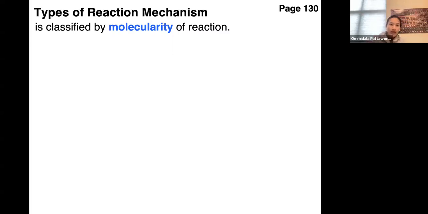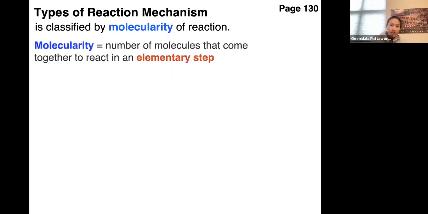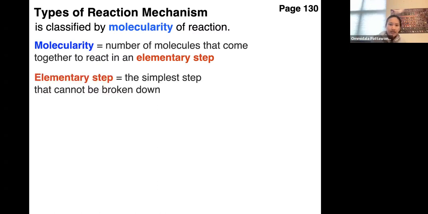Okay, so when we're looking at the types of reaction mechanism, we are going to classify by molecularity of the reaction. What is molecularity? Molecularity is the number of molecules involved when they come together to react in an elementary step. Now, what is an elementary step? An elementary step is the simplest step that cannot be broken down. You cannot break this any further.